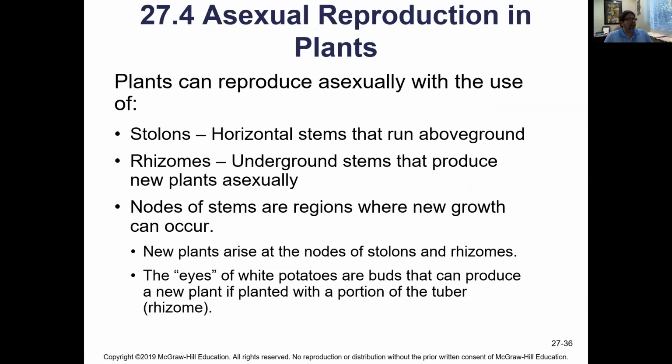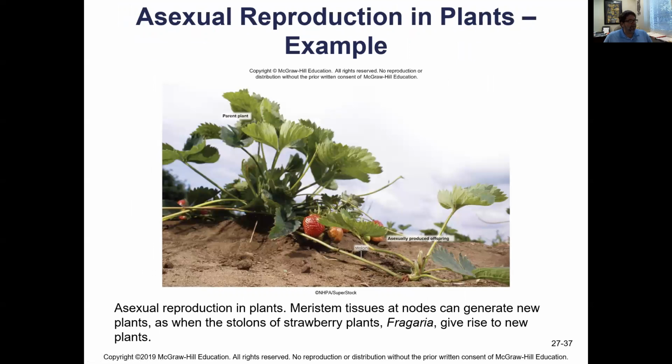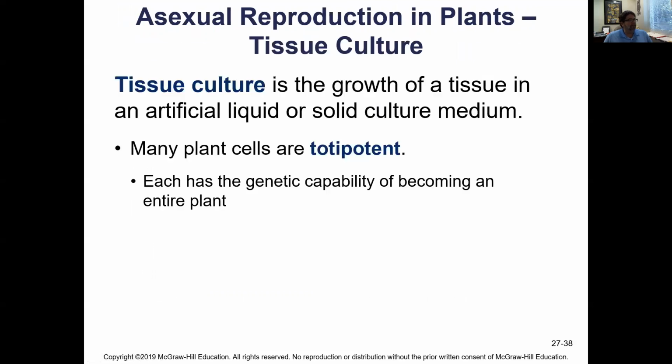Plants can also reproduce asexually. Stolons are horizontal stems that run above ground and become a new plant. Rhizomes are underground stems that produce new plants. And then you've got the potato tubers and rhizomes, et cetera. We've got some strawberries spreading that way with above-ground stolons, right?